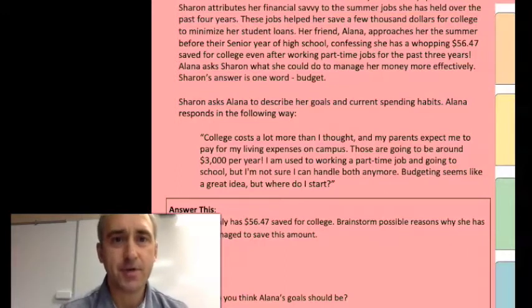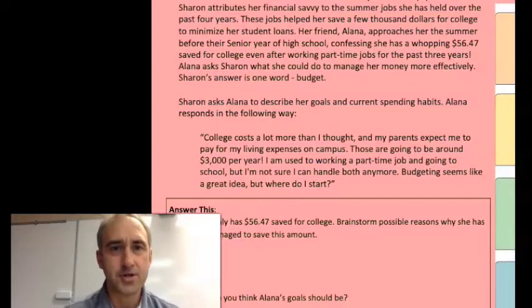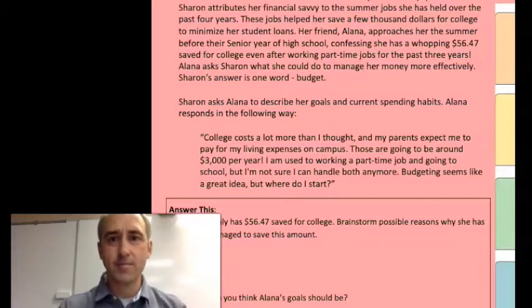It says, how do you budget? All of Sharon's friends know who to turn to if they have any money questions. Sharon attributes her financial savvy to summer jobs that she has held over the past 4 years. These jobs helped her save a few $1,000s for college to minimize her student loans.